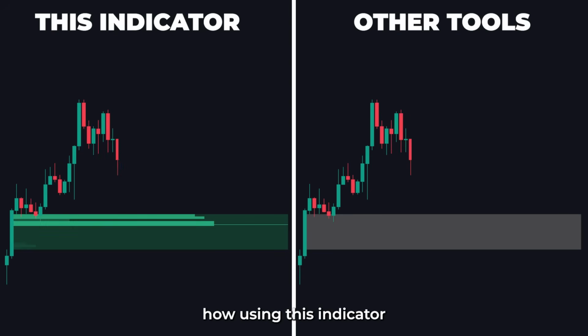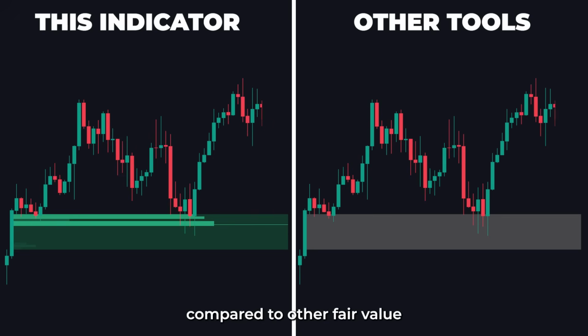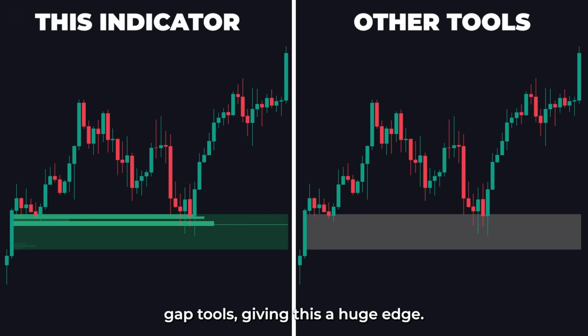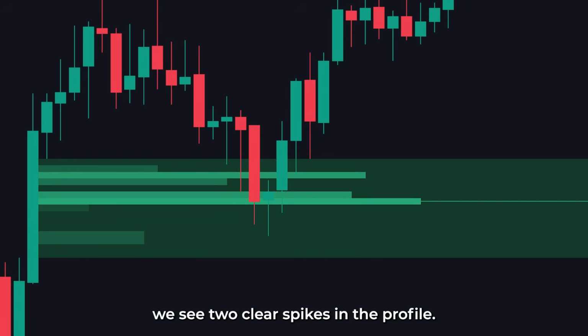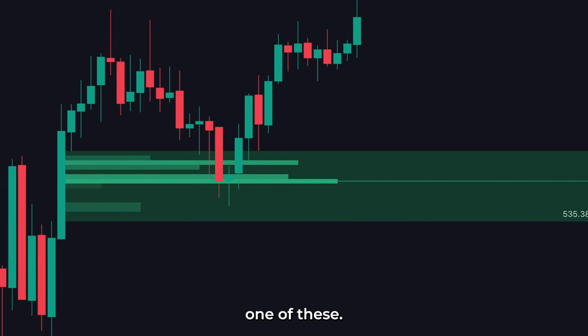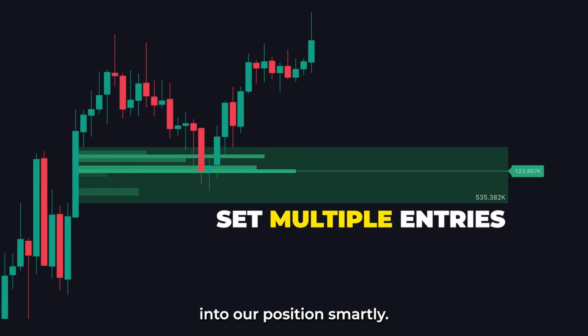Notice how using this indicator gives us an insane amount of precision compared to other fair value gap tools, giving this a huge edge. The volume profile also gives multiple entries. For example, here we see two clear spikes in the profile. We know that the price should bounce off one of these. Therefore, we can set our entries at both levels, scaling into our position smartly.